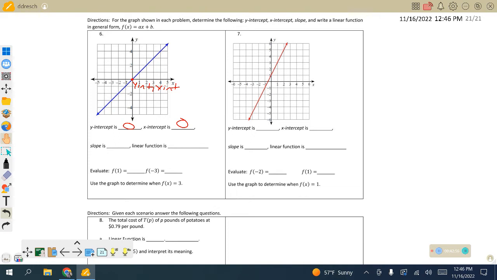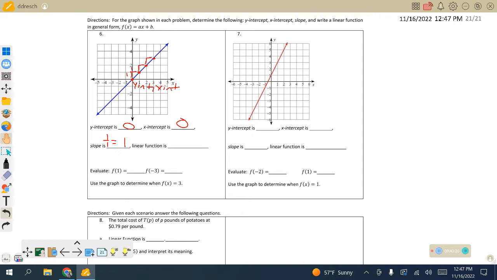Find me another nice point up there. Here's a nice point. Here's a nice point. I've got a ton of those. Make my steps. How much am I going up? How much am I going to the right? Yep, as I go up one, right one, up one, right one, up one, right one. What is it? 1 over 1. So 1 over 1, right? I'm just being silly, but you know that. And that reduces down to just 1.